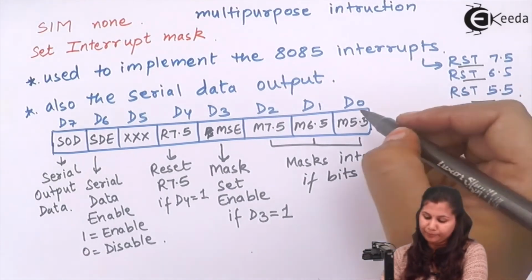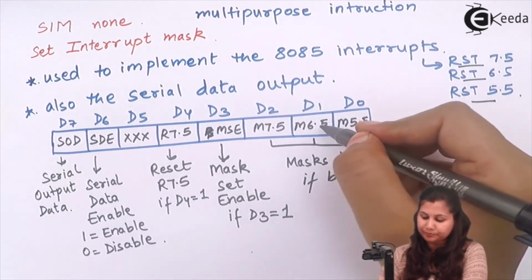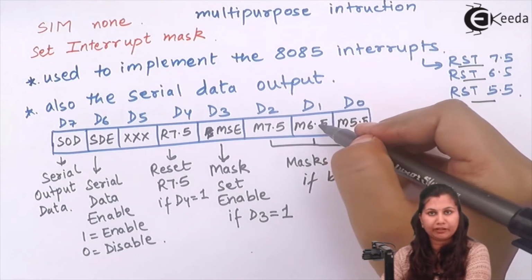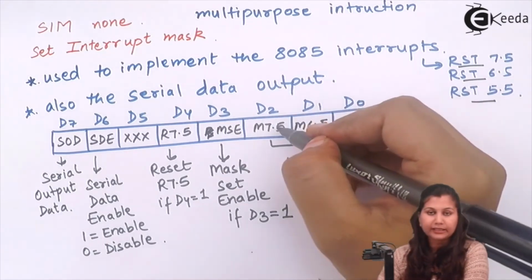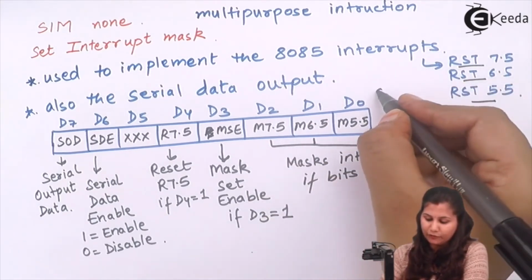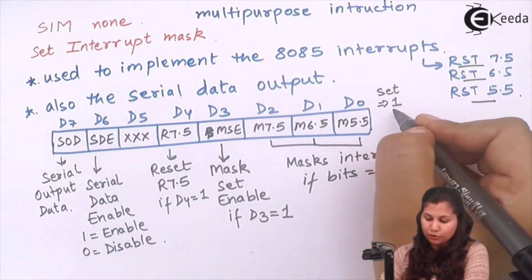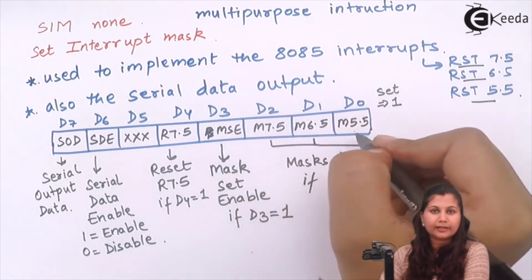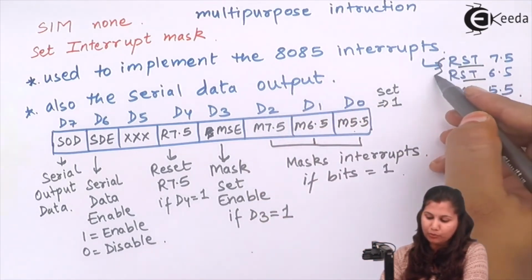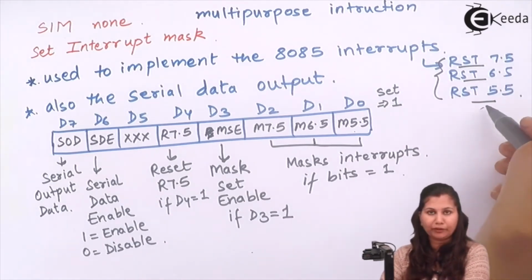If D0 is 1, then 5.5 will be masked. If this bit D1 is 1, then 6.5 will be masked. If D2 is 1, then 7.5 will be masked. So if any of these bits is set, that is, its value is equal to 1, correspondingly that interrupt will be masked. So these three bits are used to mask the three interrupts 7.5, 6.5 and 5.5.